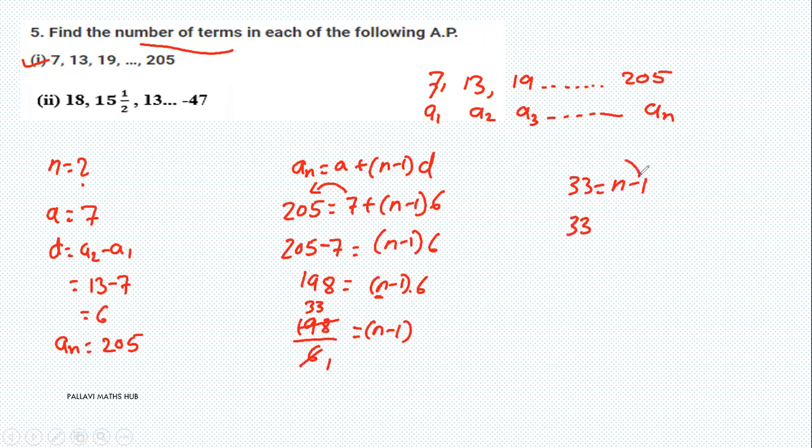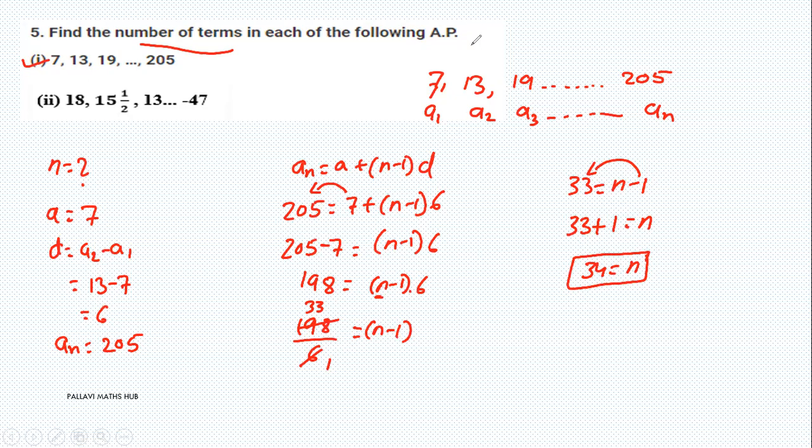33 is equal to N minus 1. Take the 1 to the left-hand side, it will become plus 1 is equal to N. 33 plus 1 is 34 is equal to N. Then what is the value of N? N is equal to 34. This is the answer for the first question.